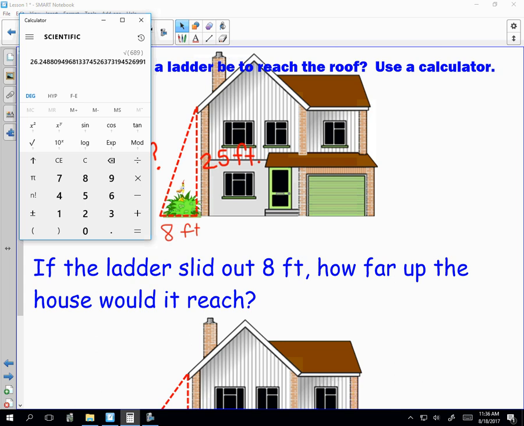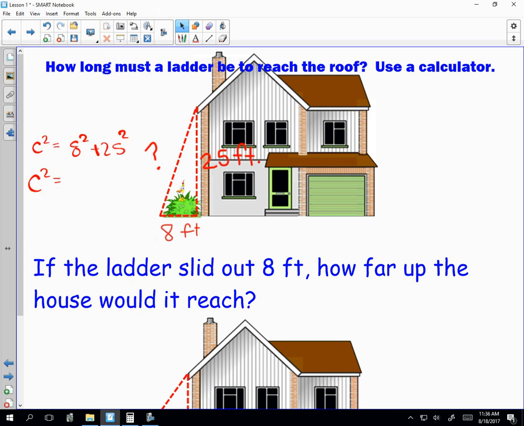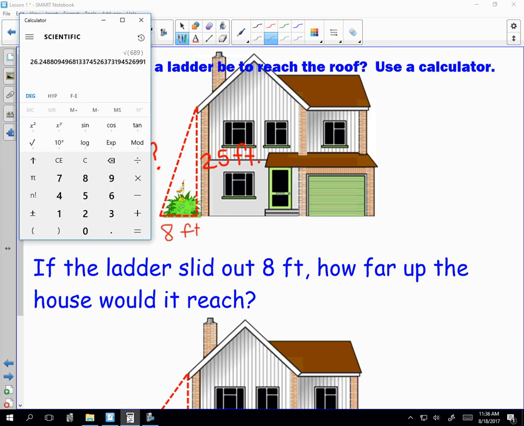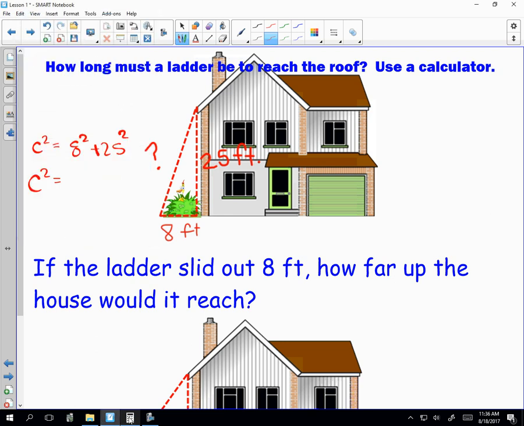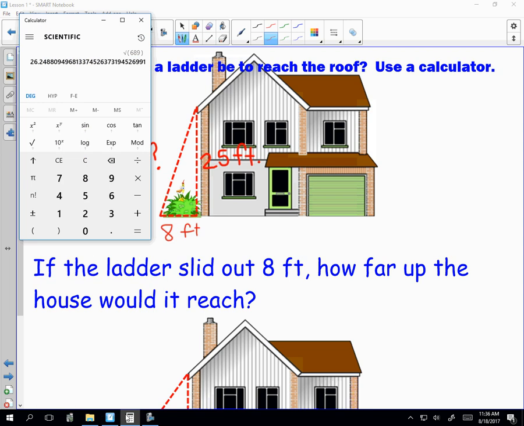And we have a length of 26.25 feet. So we've got our c squared is 689. Square root both sides to get our c value of 26.25.